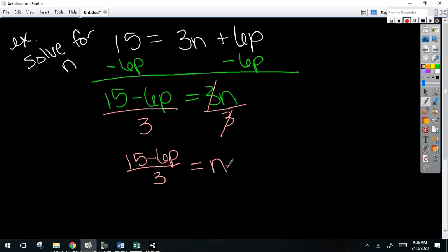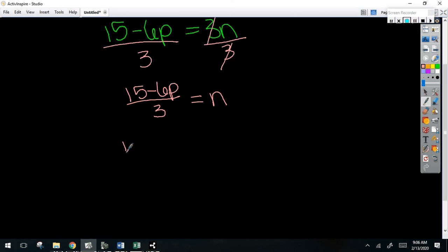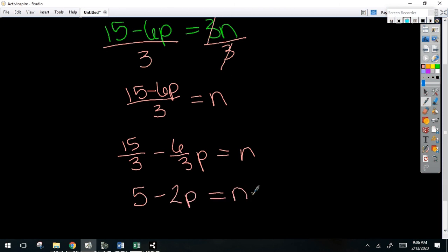I'm going to split them up into 2 separate fractions now. And I'll have 15 divided by 3 and 6p divided by 3. And I'm going to write that p right outside here since it's in the top. You don't have to. It's not wrong if you put it in the top. But I did this because I can simplify this a little bit more, can't I? 6 divided by 3 over 1 is 2 over 1. 15 divided by 3 is 5. So 5 minus 2p. But you're done. That's it.